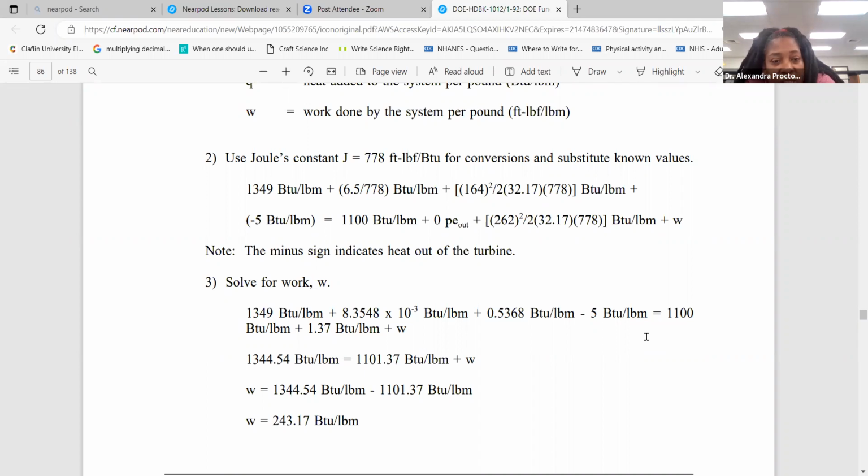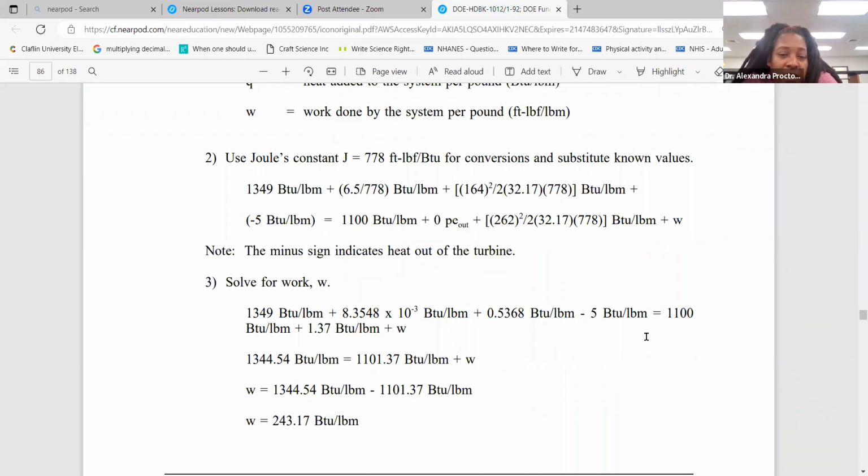per pound mass plus a negative 5 BTU per pound mass equals 1100 BTU per pound mass plus 0 PE out plus 262 squared divided by 2 times that constant of 32.17 times 778 BTU per pound mass plus W. And so the minus sign indicates the heat out of the turbine.